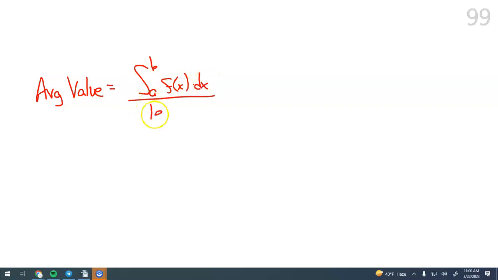Alright, so the average value is the integral divided by the length.